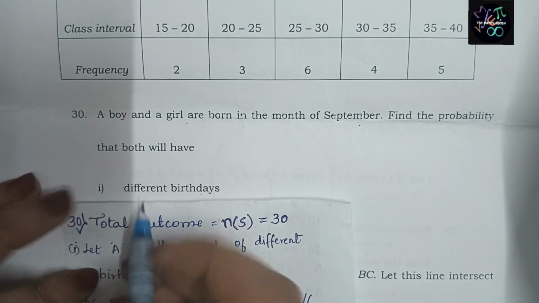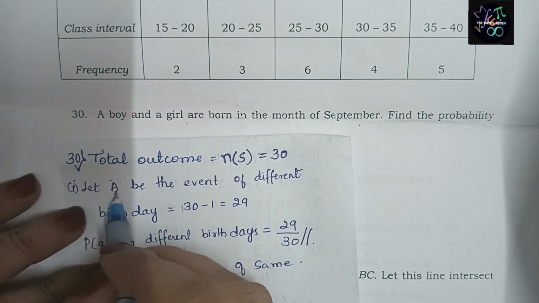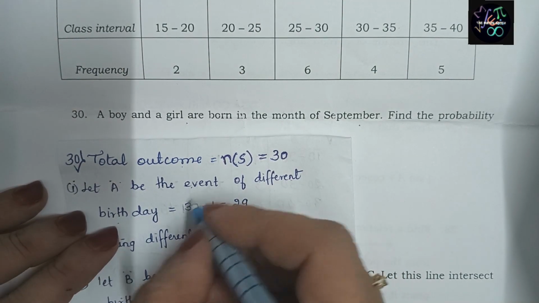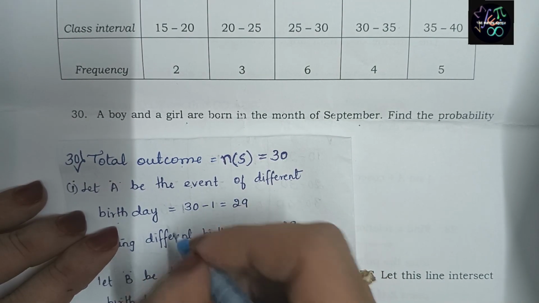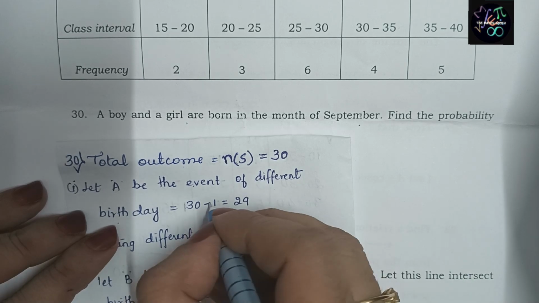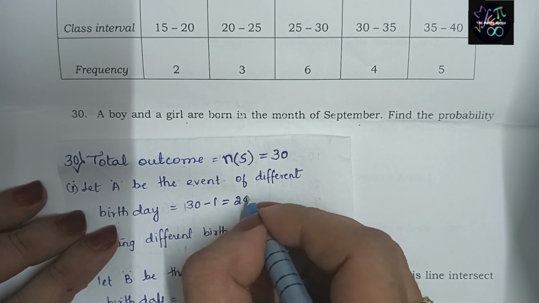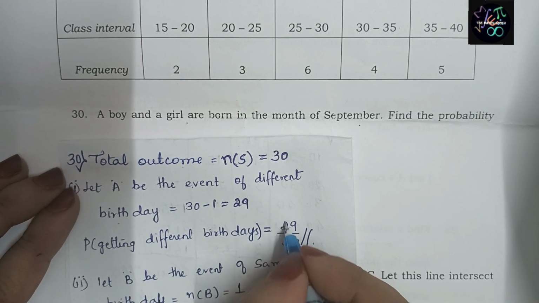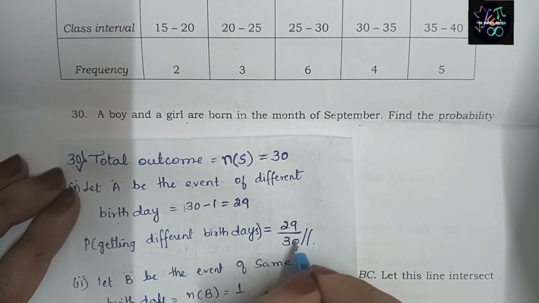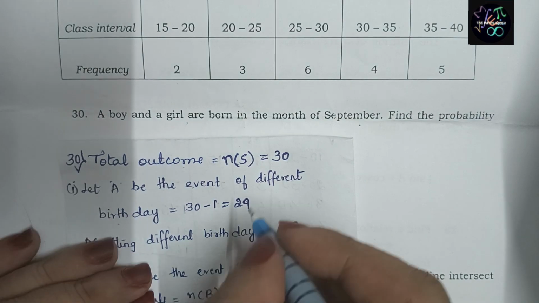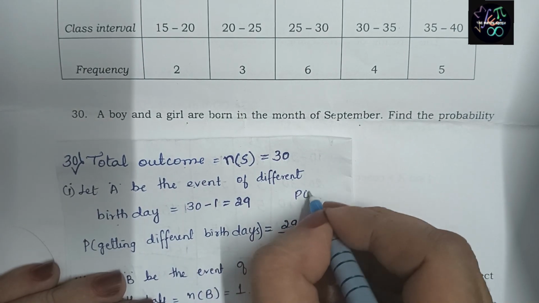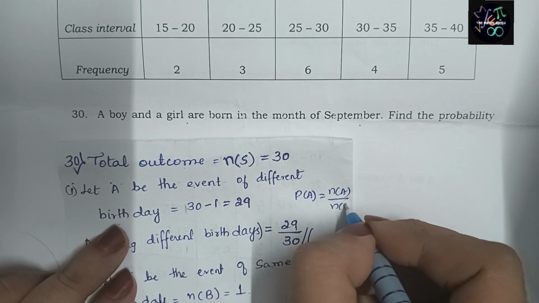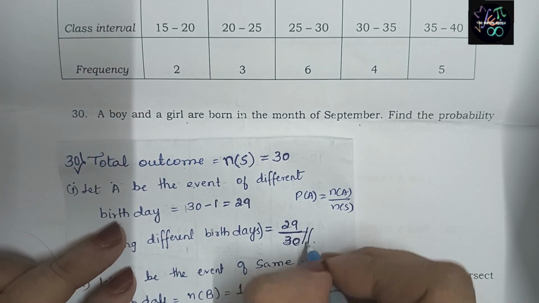Now they have told first one, different birthdays. We can consider, let A be the event of different birthdays. Different birthdays means each will have a different birthday. So out of 30, one is one friend's birthday and the other is another birthday, so 1 minus, it becomes 29 days possible. Therefore the probability of getting different birthdays is equal to 29 by 30. Why 30? Always we should write the total outcome. We have a formula, P of A is equal to N of A upon N of S. N of S always comes in the denominator.